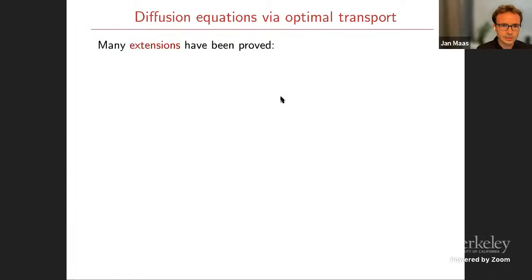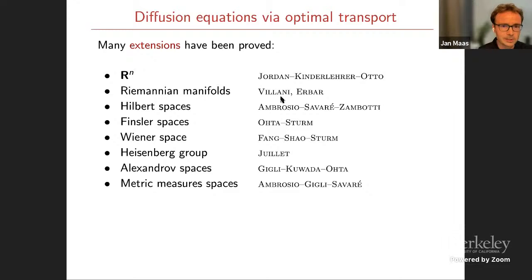Okay, well, this result doesn't stand on its own. There are actually many extensions of this theorem. It's been very influential. So this applies to extremely general spaces. It's been extended to Riemannian manifolds, to infinite dimensional spaces like Hilbert spaces, Wiener spaces, to sub-Riemannian spaces like the Heisenberg group, Alexandrov spaces, so very non-smooth objects.